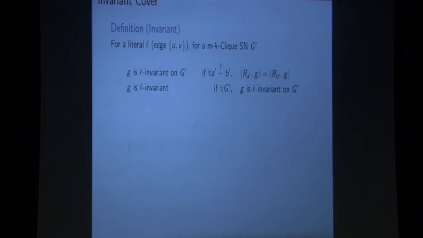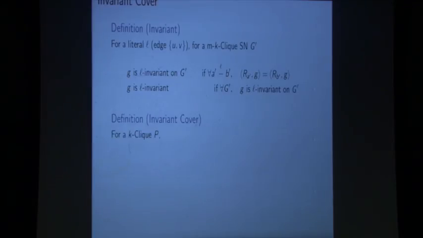A vector is L invariant if for every possible switching network, for every possible node connected by a literal labeled L, some UV, the truth table doesn't change when you view the inner product with G. That's the meaning of L invariant. And then I will motivate this right away after giving one more definition. So here comes the invariant cover.